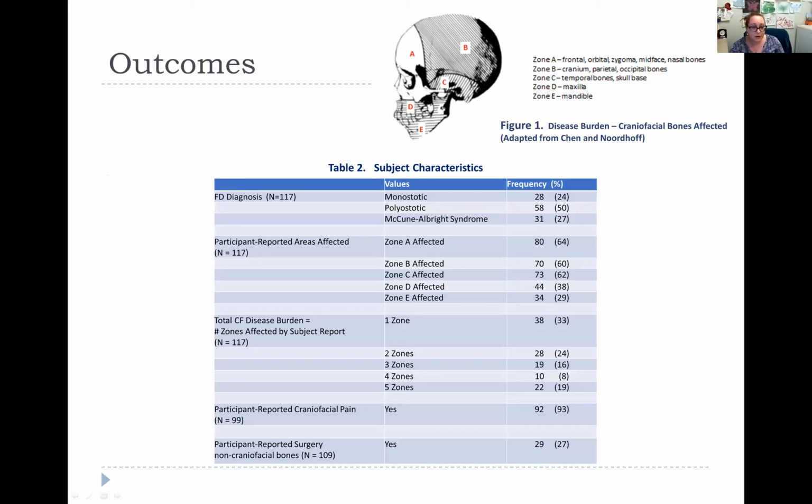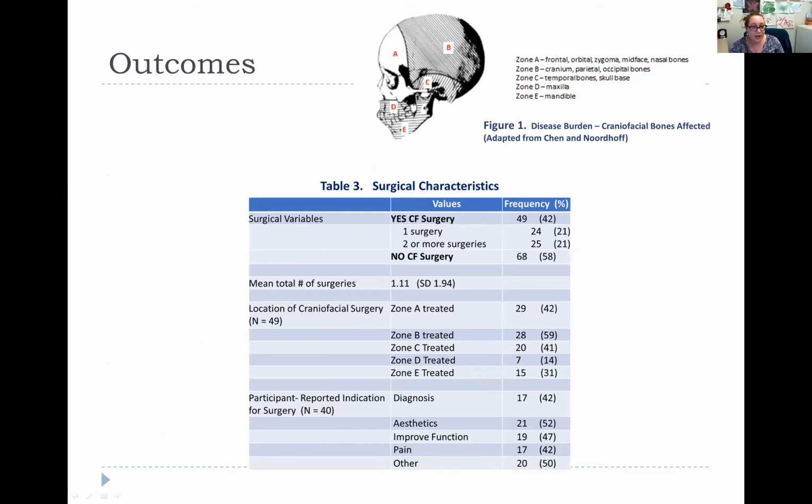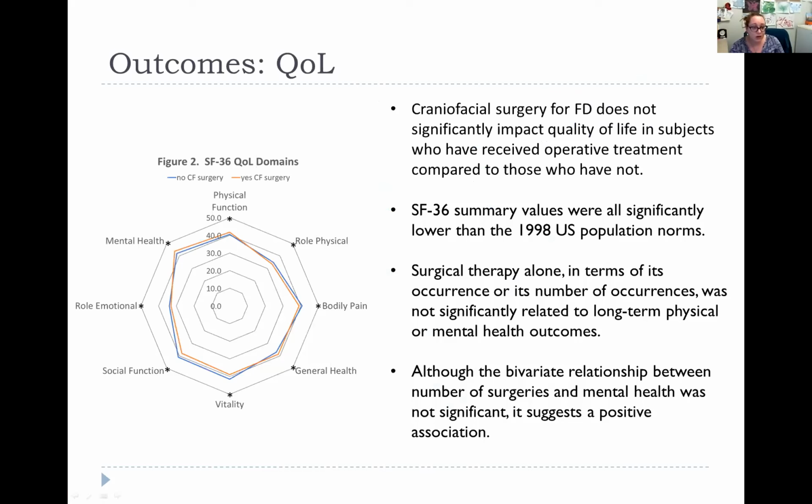And so here are just some of the subject characteristics, looking at the various areas of the skull that were affected. About 42% of this group had surgery, 58% did not have surgery on the craniofacial skeleton. Effectively, what we wanted to look at was quality of life parameters, to see whether craniofacial surgery would improve subjects' quality of life.